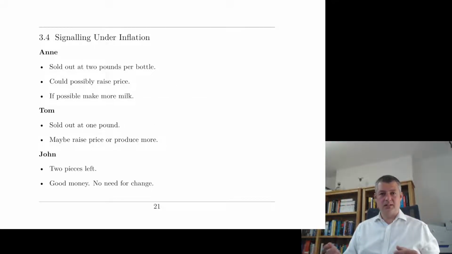Let's have a look at the signals that this market now sends to the participants. It says to Anne, you sold out, same as last time. You should consider raising your prices for increasing production. It says the same thing to Tom. He sold out this time. He should maybe raise his prices, or if he could, increase his production. John's got 2 pieces left. He made good money on that day. There's no real need for John to change anything, is what the market's telling him in this scenario. Now, in this particular instance, the signal to John was, don't change a thing, keep charging the 15 pounds.